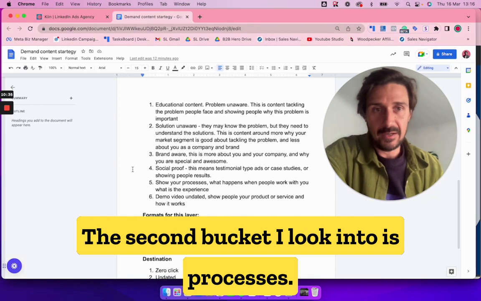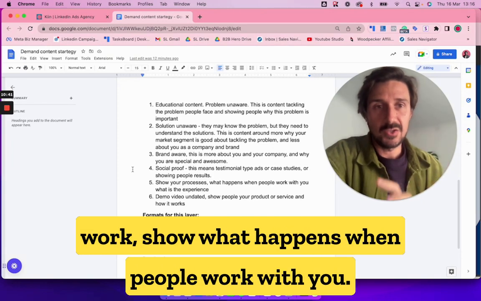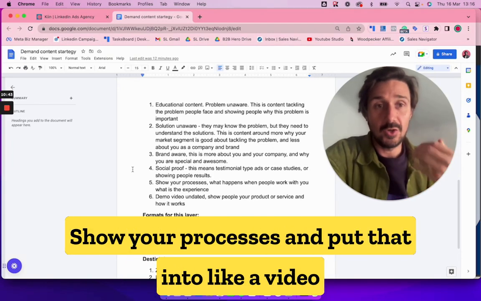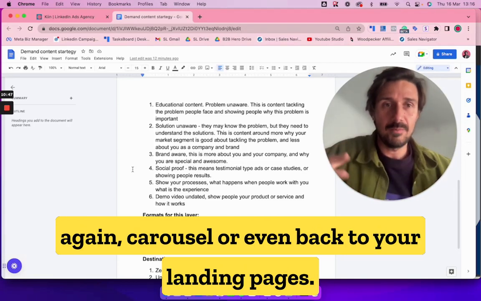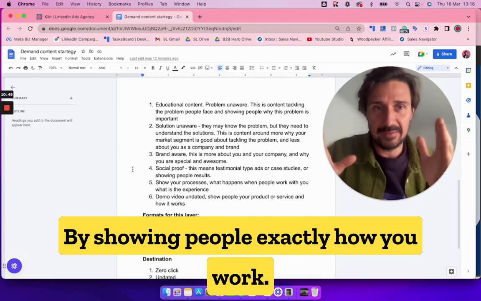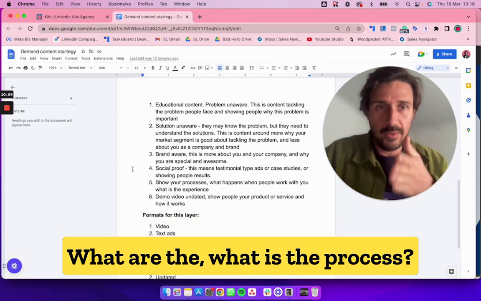The second bucket I look into is processes. Show your work is really important. Show how you work, show what happens when people work with you, show your processes, and put that into a video, again, carousel, or even back to your landing pages, but showing people exactly how you work, what happens when you onboard them, what is the process?